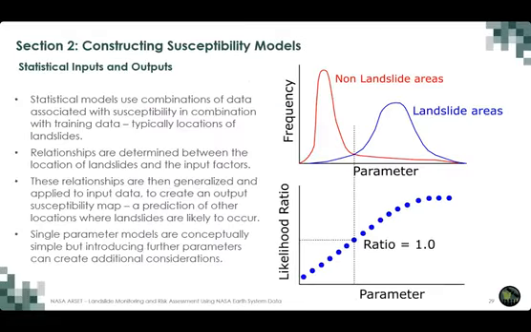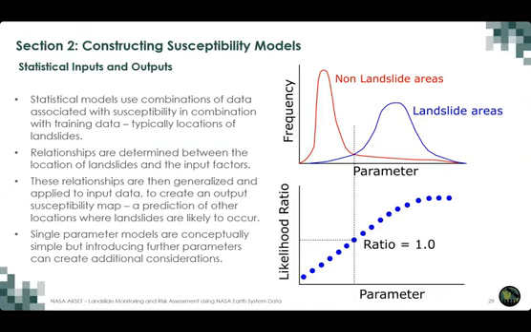So as I mentioned, we're talking a lot about satellite data, and so we're thinking about statistical inputs and outputs and statistical models. What this means is that they use combinations of data associated with susceptibility, things that we just talked about, in combination with training data. And that training data, in essence, is where landslides have been observed to occur in the past. And the underlying assumption is that the locations where landslides have occurred in the past are likely to predict the locations where landslides will occur in the future.